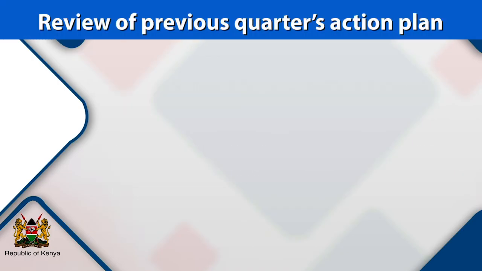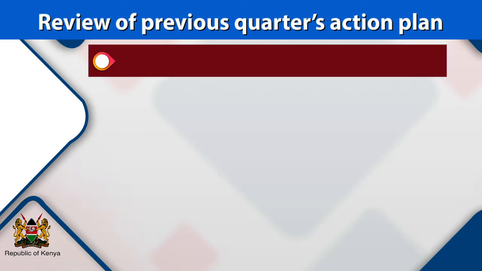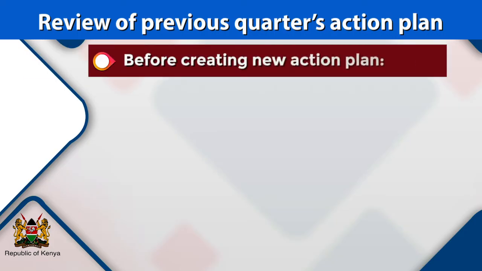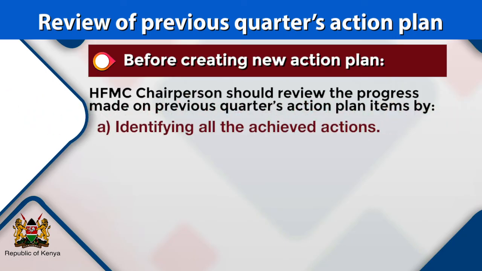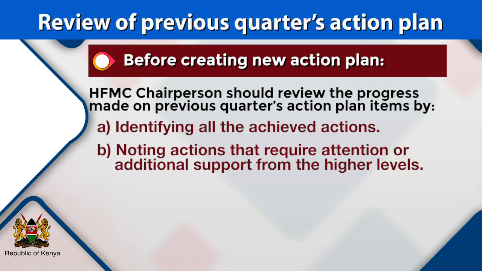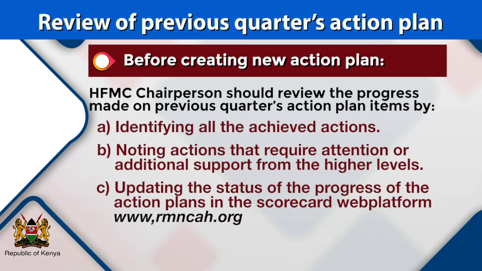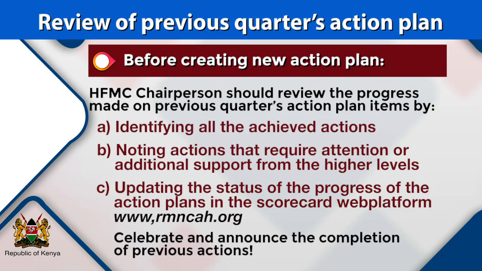Review of previous quarter's action plan. Before creating a new action plan, the Health Facility Management Committee Chairperson should review the progress made on the previous quarter's action plan items by: A. Identifying all achieved actions. B. Noting actions that require attention or additional support from the higher levels. C. Updating the status of the progress of the action plans in the scorecard platform. On the same, to celebrate and announce the completion of previous actions.